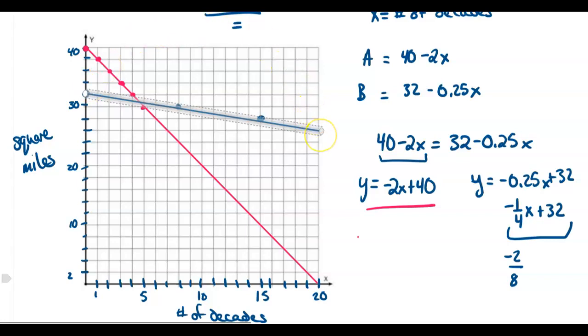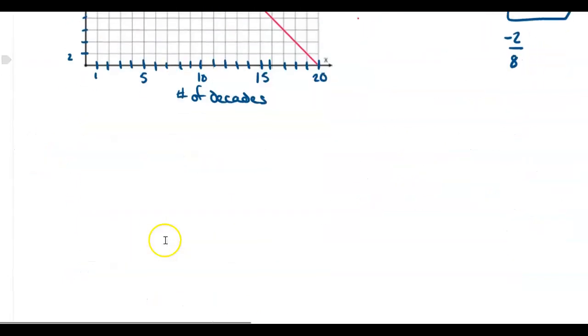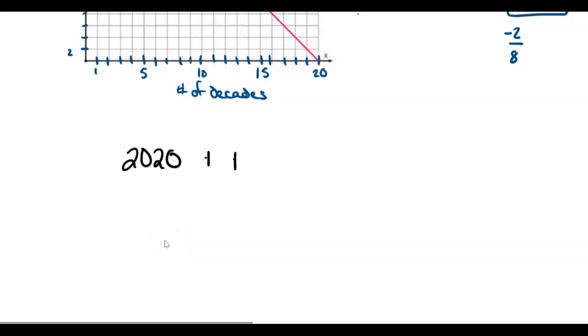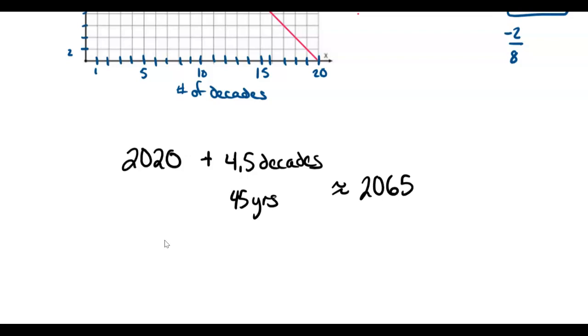So I've got to figure out about where these intersect. See if I can get my line a little better. So they intersect right here. And that's kind of in the middle between box 4 and 5. So that's about 4.5. So what that means is that's about 4.5 decades. So if it was in 2020 plus 4.5 decades, which is each decade's 10 years, so 45 years. That means in about 2065, the glaciers are the same size, so about 2065.